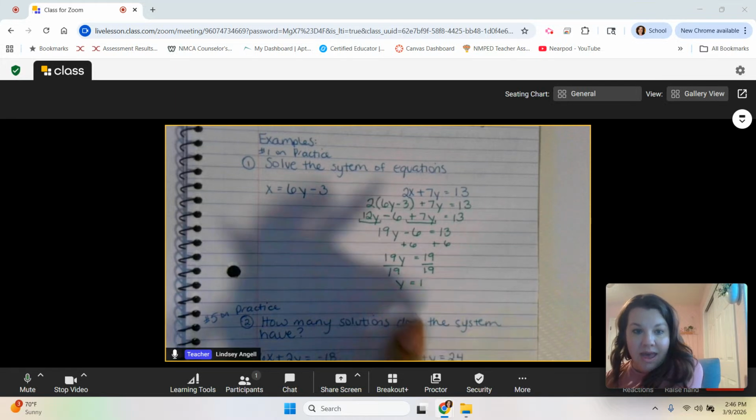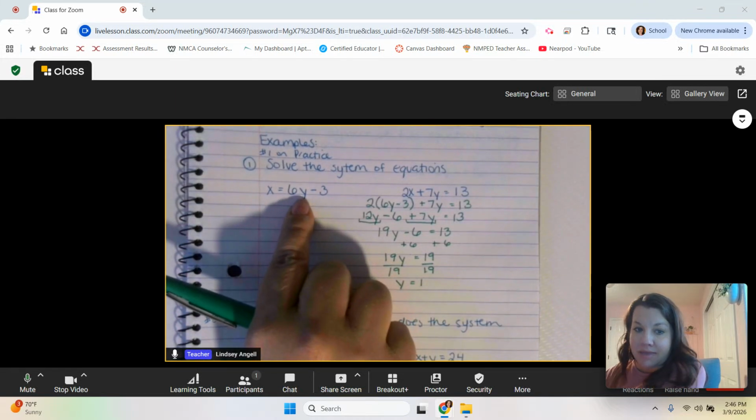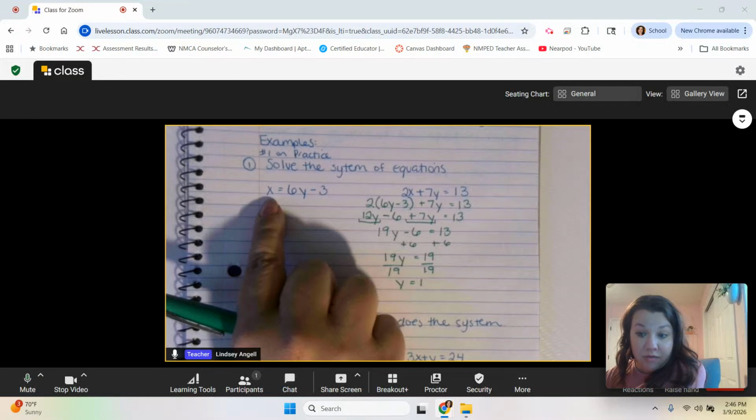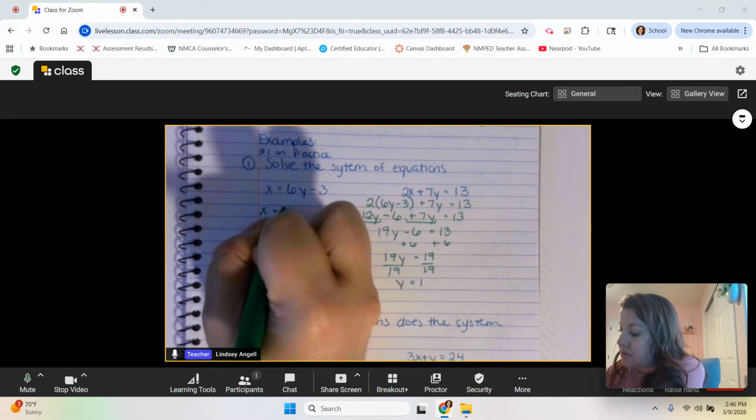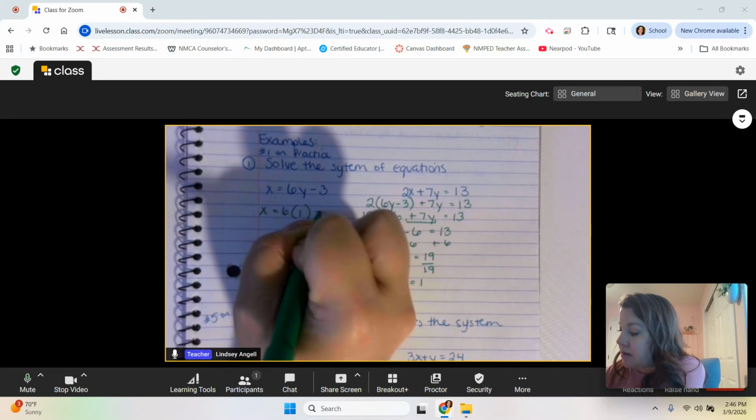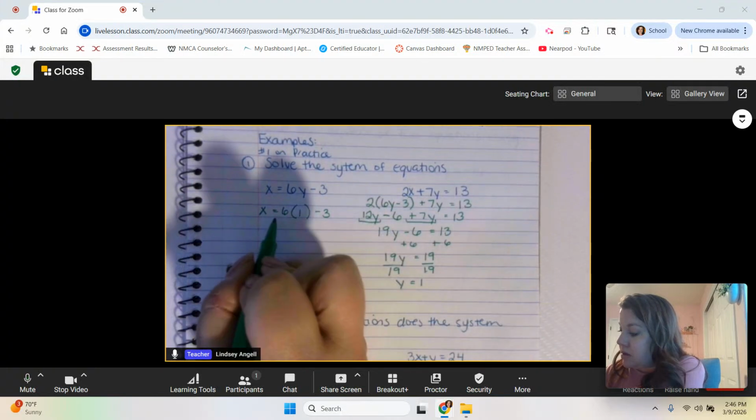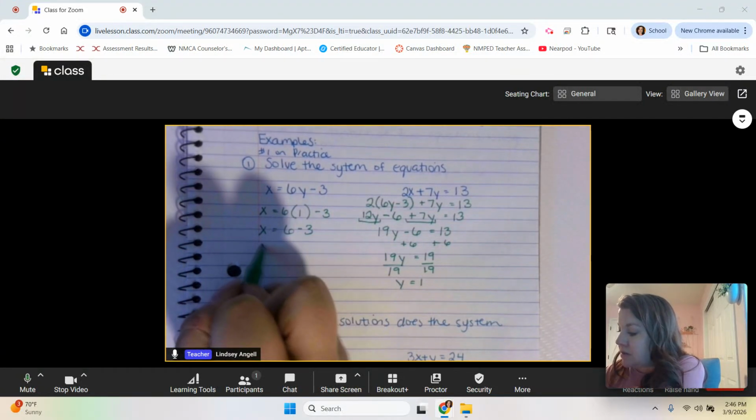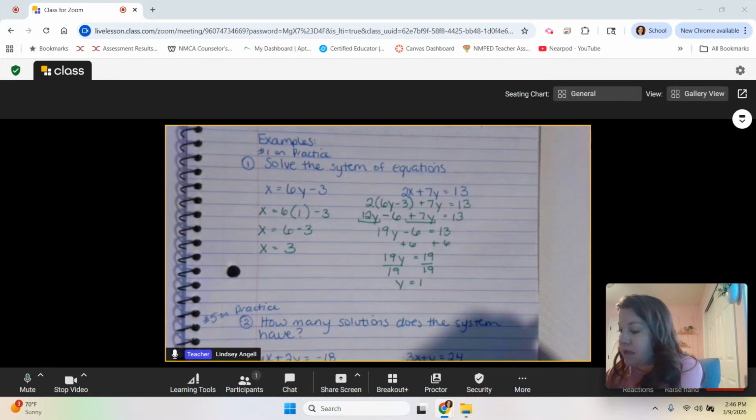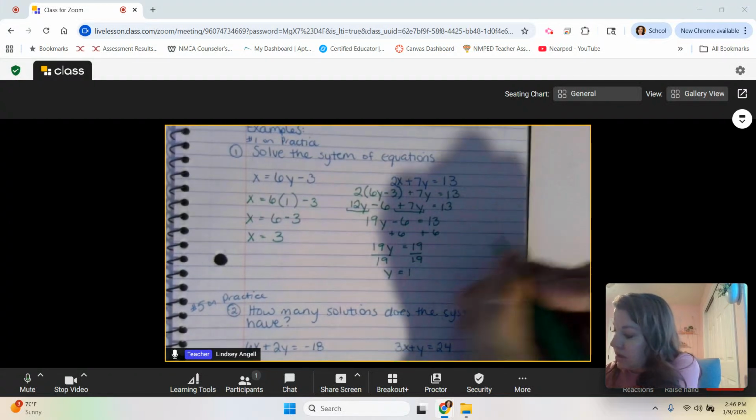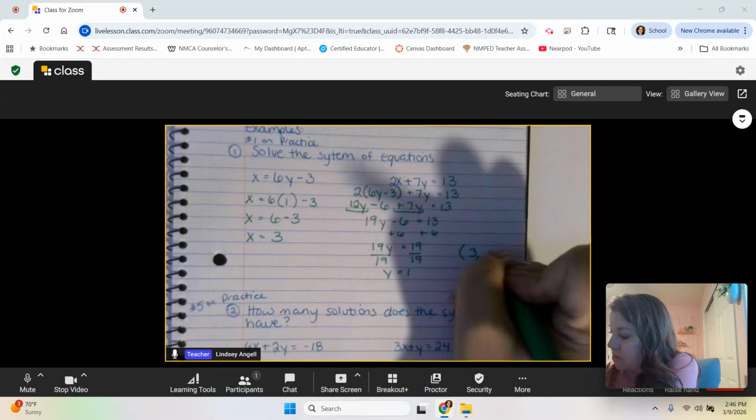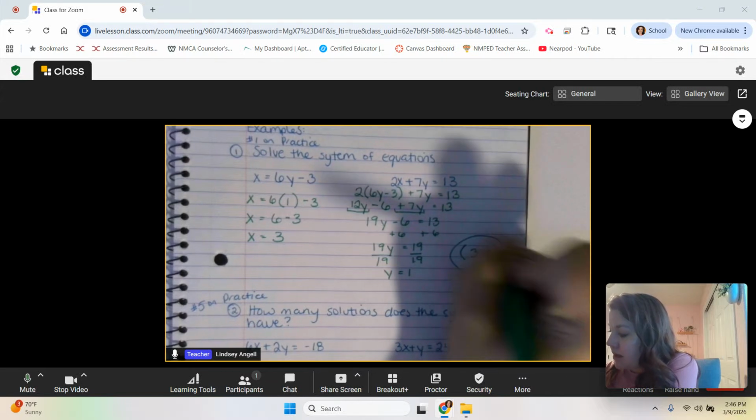Now that I know that, I can come back here and plug that in for y in my other equation and solve for x. I'm going to say x is equal to 6 times 1 minus 3. Well, 6 times 1 is 6, minus 3, so x is equal to 3. So the solution to this system is the coordinate pair (3, 1).